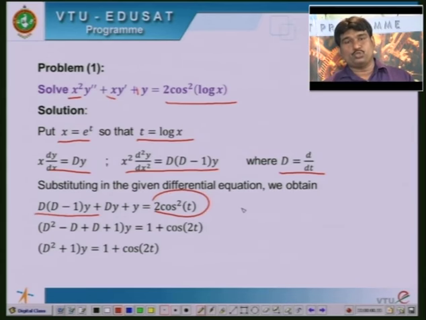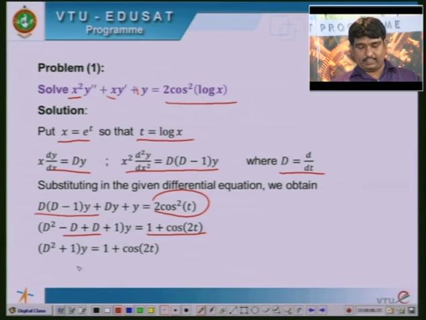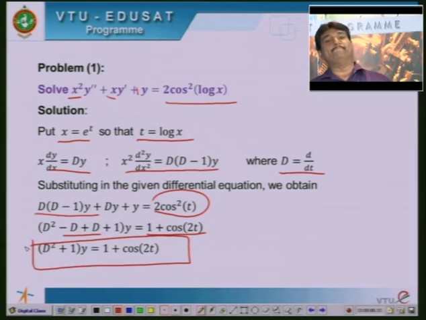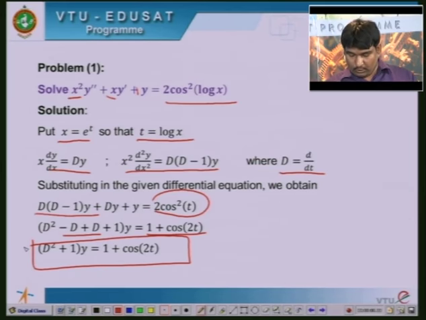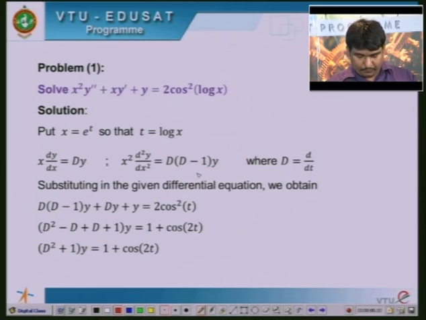You know that 2 cos square t is 1 plus cos 2t. If it is 2 sin square t, we would have written it as 1 minus cos 2t. So, 2 cos square t is 1 plus cos 2t. I have converted it. Next, I will simplify this. I will get (D square plus 1) y equals 1 plus cos 2t. Yes, this is the reduced equation. It is an equation with constant coefficients. You know how to find its solution now. So, I will quickly go about its solution.